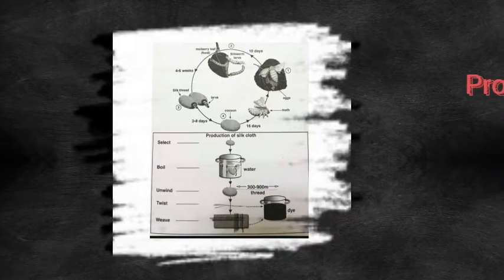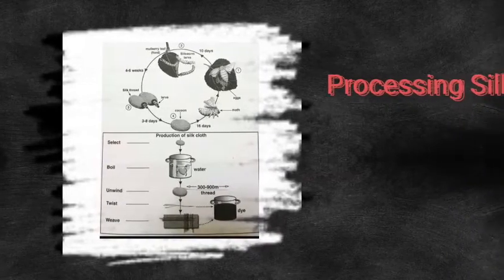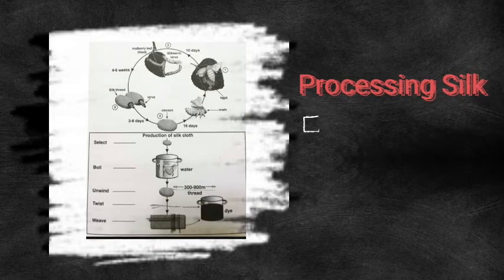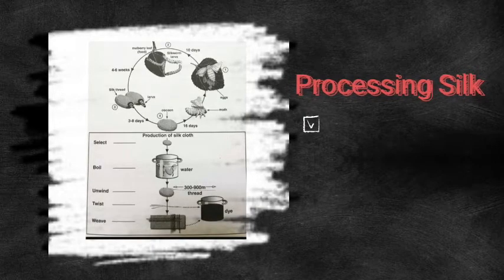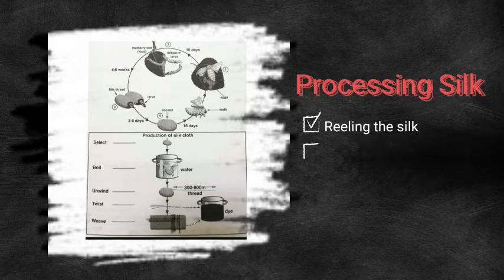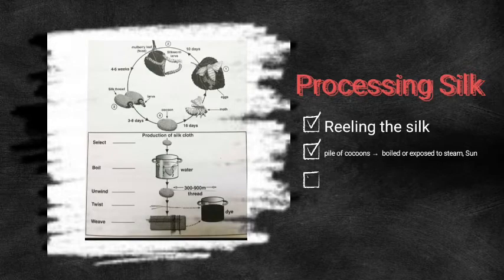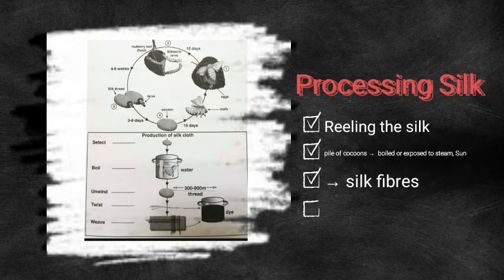Processing silk. A pile of cocoons is used for obtaining silk fibers. The cocoons are kept under the sun or boiled or exposed to steam. The silk fibers separate out. The process of taking out threads from the cocoon for use as silk is called reeling the silk. Silk fibers are then spun into silk threads, which are woven into silk cloth by weavers.